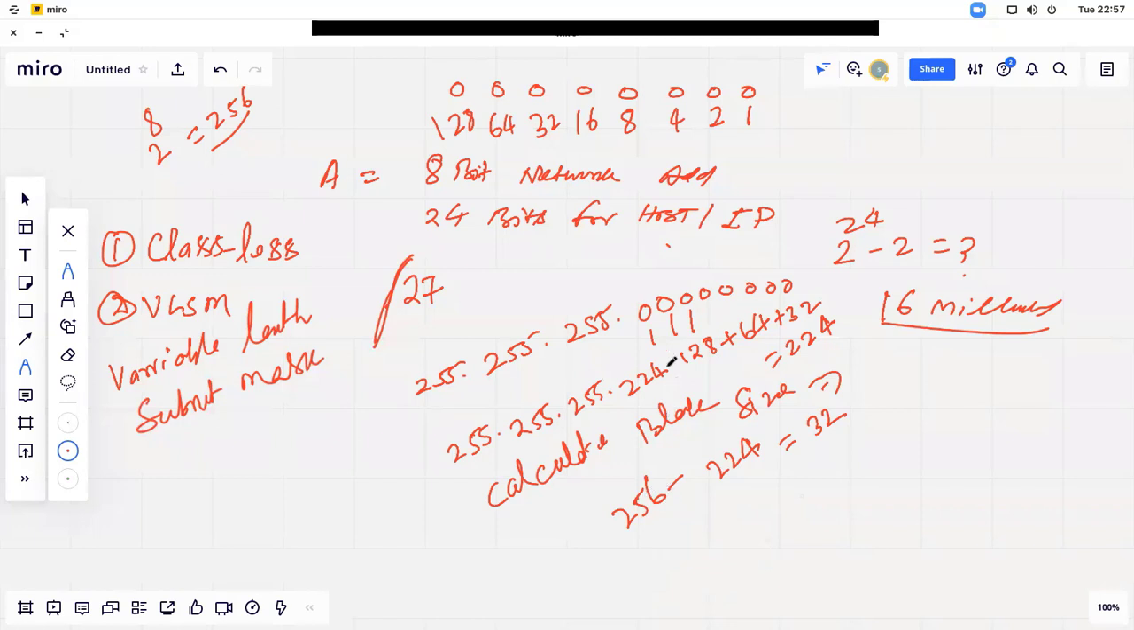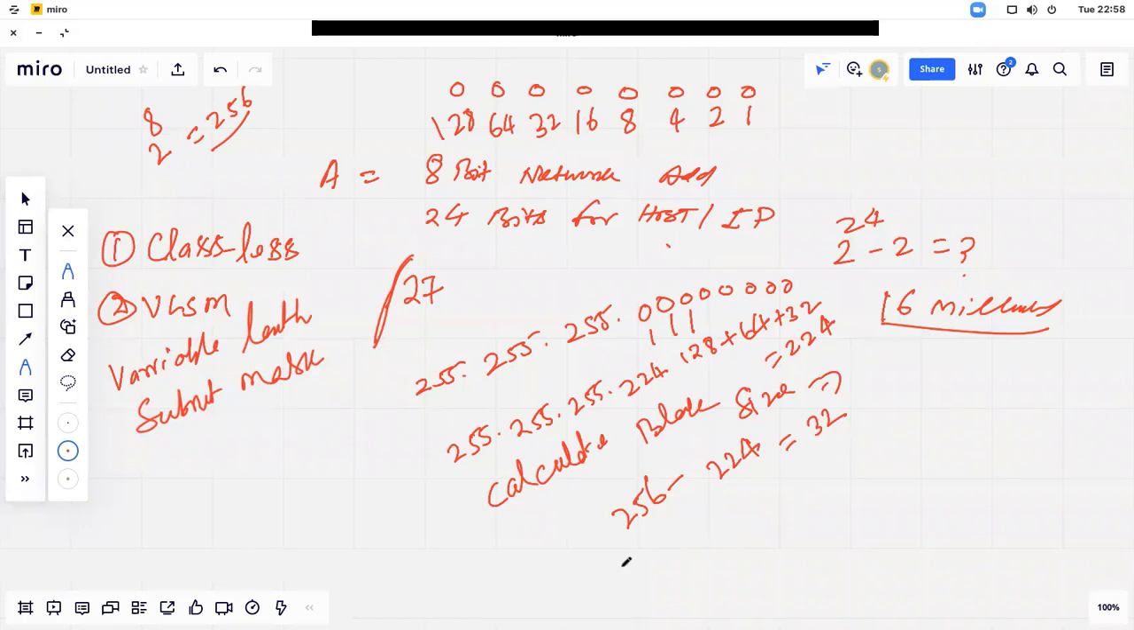This value is the complete value of this 8 bits, and 224 is the value that we have borrowed from this last octet. So this is called the block size, meaning the size of each subnet that we have created. We have divided this network and the divided network size will be 32.